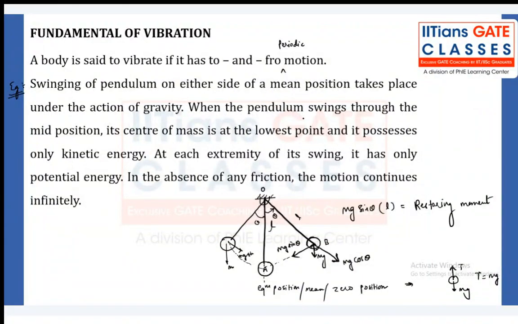But at each extremity of the swing, it has only potential energy because it is getting some height and the kinetic energy will be zero. But the moment it is getting back to its equilibrium position, it is getting some kinetic energy. In the absence of any friction, the motion will continue infinitely.